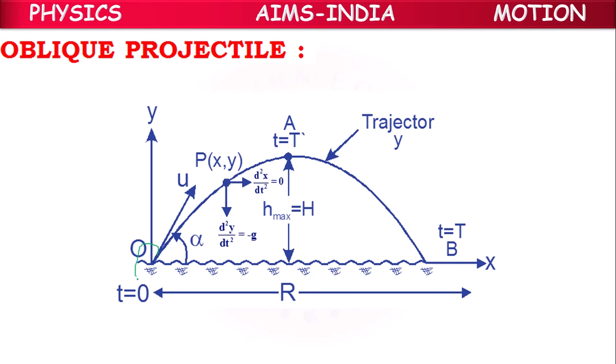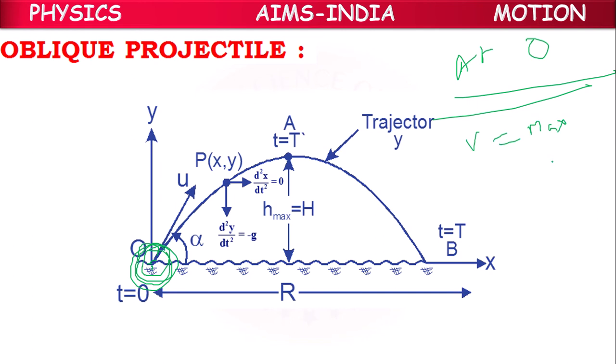But while throwing the body, at the point of projection, O, from where we are projecting the body, the velocity will be maximum, because we are starting the throw from here. If velocity is maximum, kinetic energy also will be maximum at O. Since it is the starting point, potential energy will be minimum at this point.